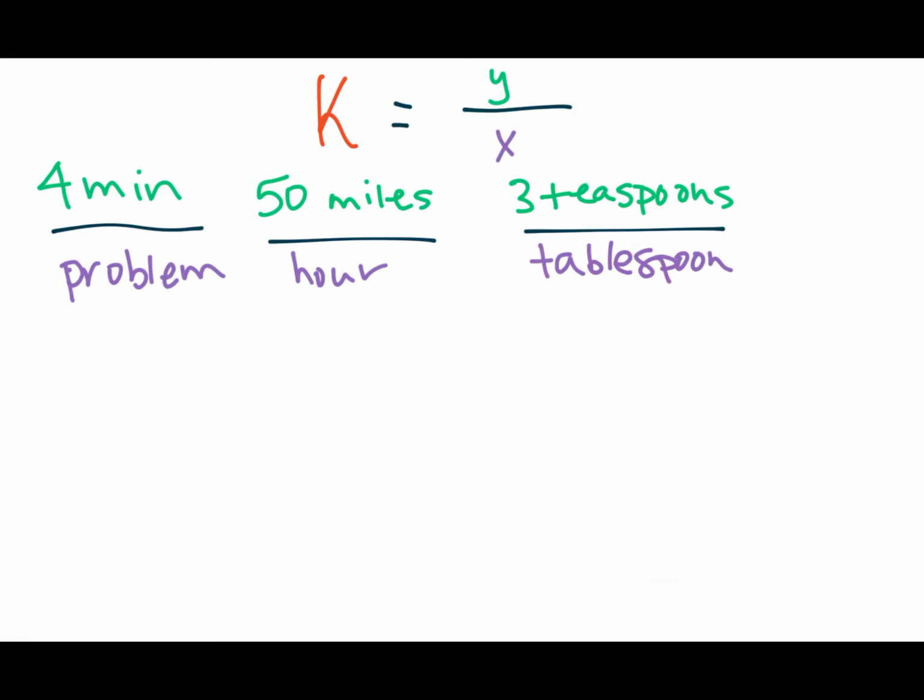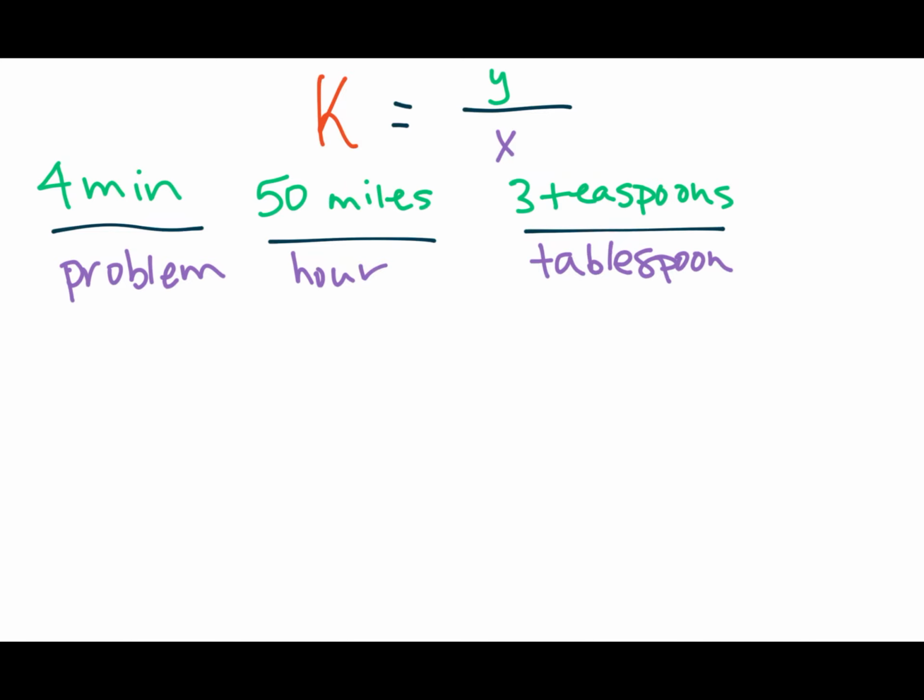So we've looked at one example of our constant of proportionality and how we can find that. So we found 6 minutes per problem. Some other examples of proportional relationships: 50 miles per hour, 3 teaspoons per tablespoon.